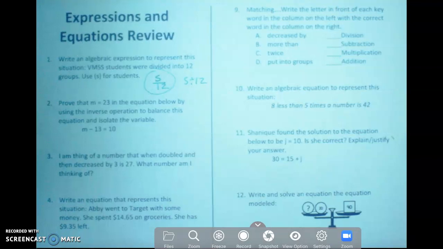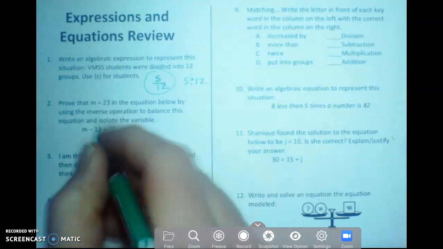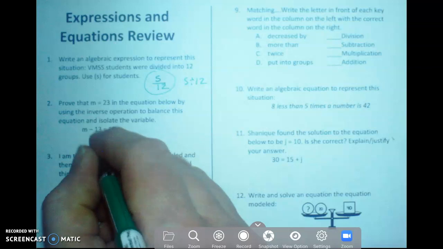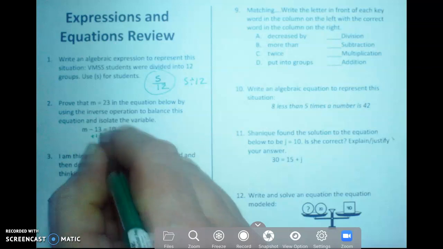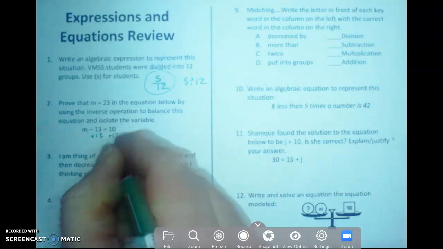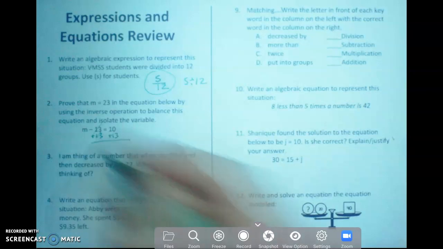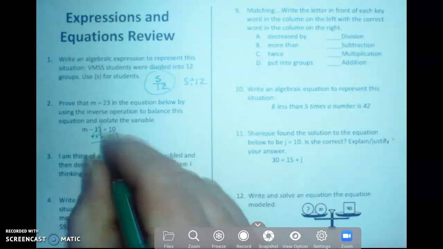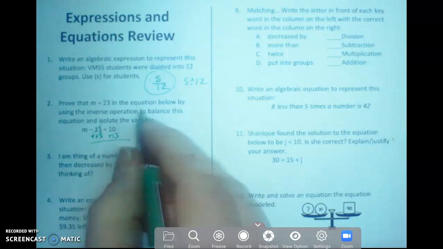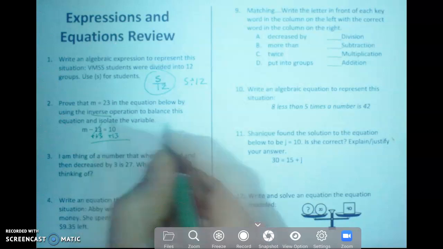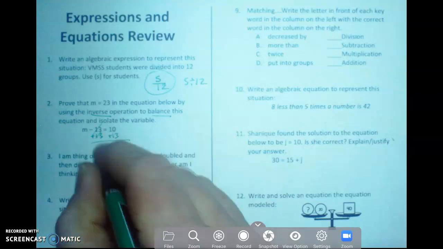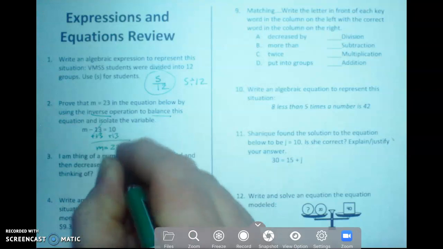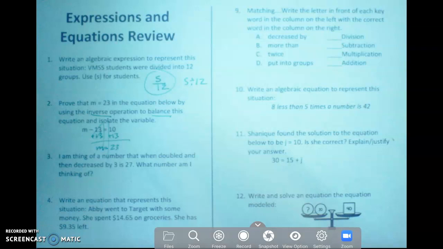Okay, the next question: prove that m equals 23 in the equation below by using the inverse operation to balance this equation, isolate the variable. Well, what we have to do here is add 13 to each side. That's going to balance the equation because we're doing the same thing. We're using the opposite operation. That's what inverse means, opposite operation, and balance, we're doing it to both sides, and then we've got m equals 23. And if you want to put some little railroad tracks down there, you could do that as well.